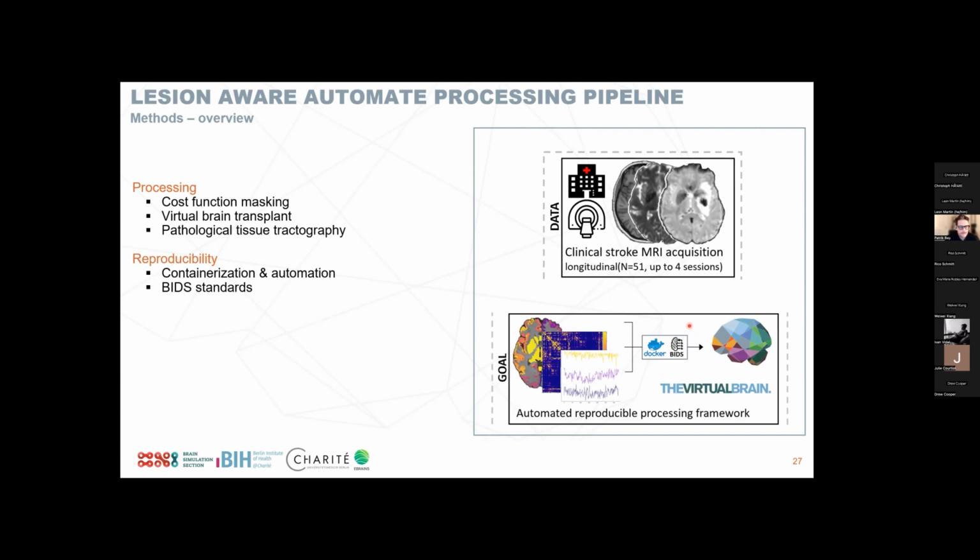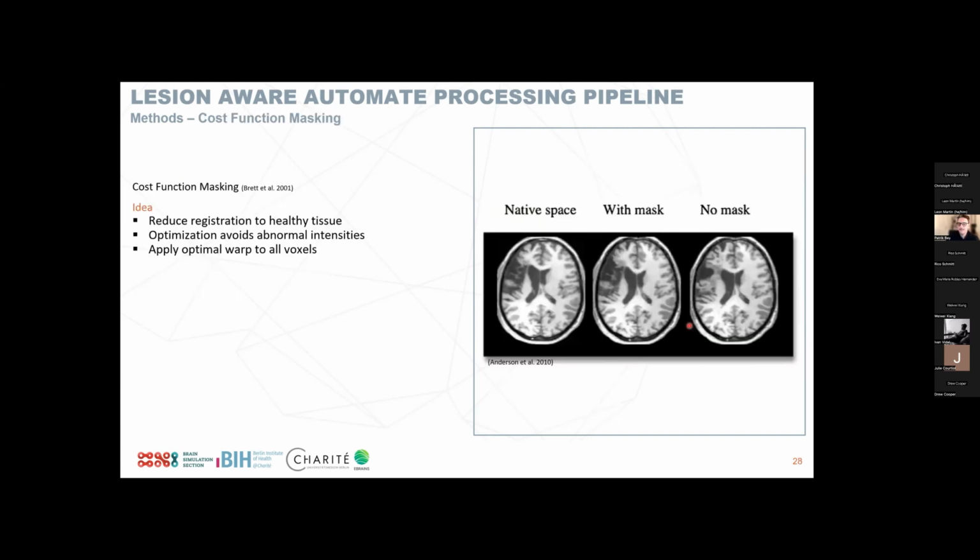But again, not in too much detail, but just to give some idea of what is actually behind these approaches. So cost function masking has been around for some time. I mean, the paper was introduced in 2001. It's ancient in terms of MRI processing. And the idea basically is, we talked about this optimization problem before to align images, right?